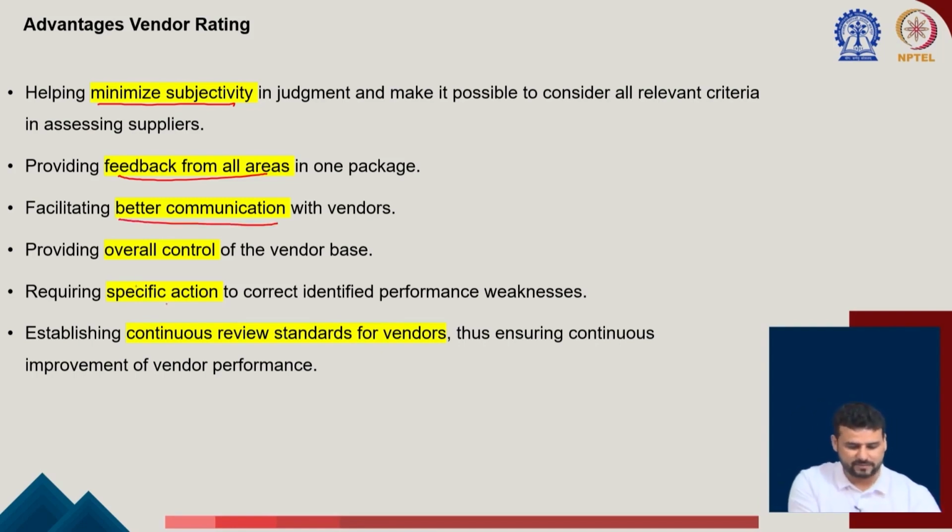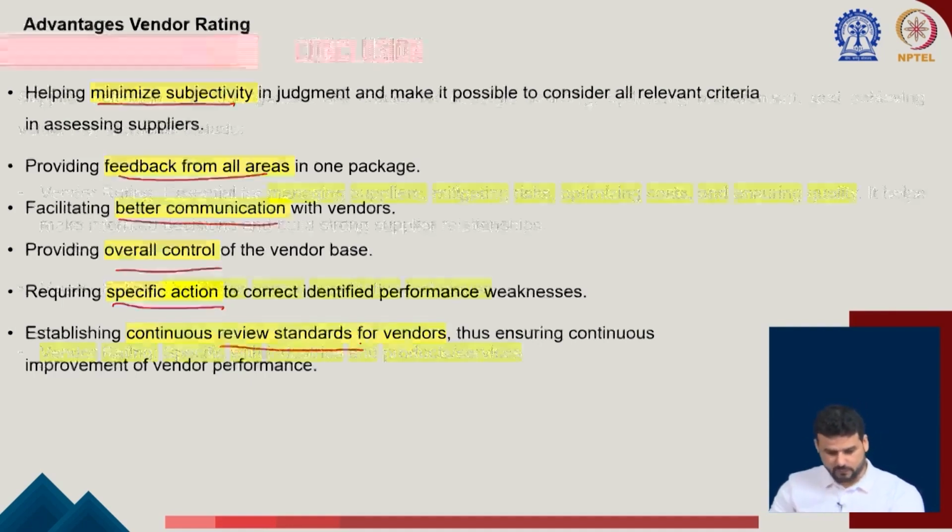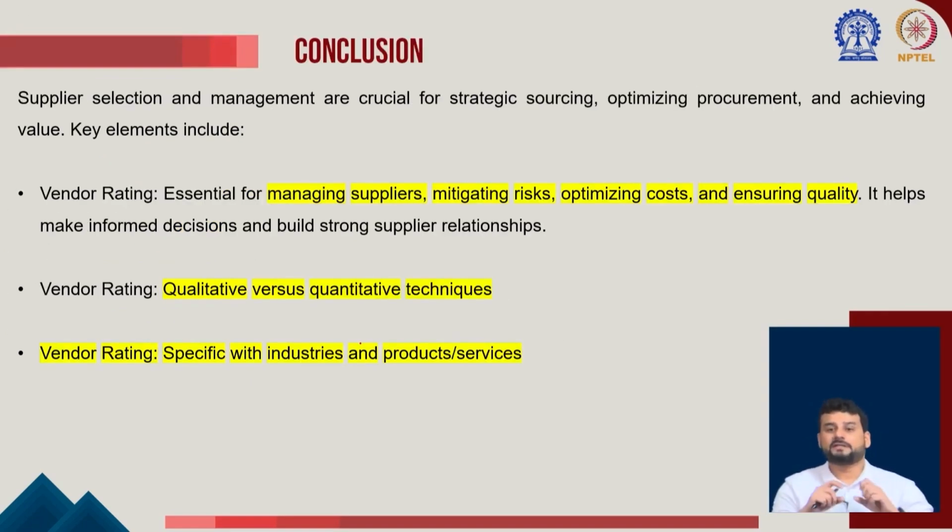So better communication will be there, overall control of the vendors, specific action. If you are struggling with maintaining the inventory, you will get that feedback, right? So continuously we will review those standards. We can see that this vendor rating is so important. If you can optimize vendors, because your supply chain originates from the vendors. So the first pillar is the vendor only. If you manage that pillar very effectively and efficiently, there the supply chain performance will start, right?